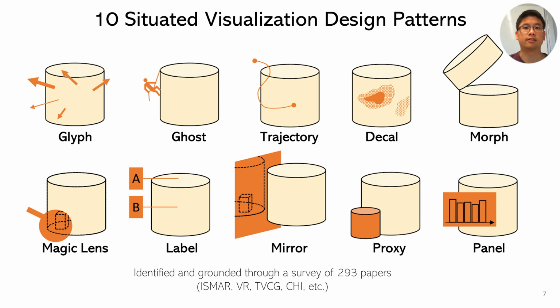These were identified and grounded through a survey of 293 papers in both the AR and visualization communities. These patterns provide a baseline vocabulary for situated visualization and can serve as starting points for future designs. Let's go through each of these patterns one by one.